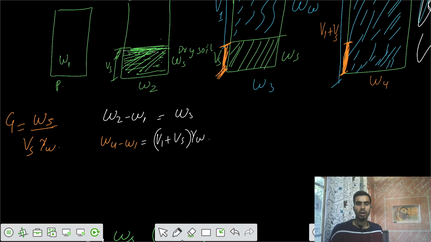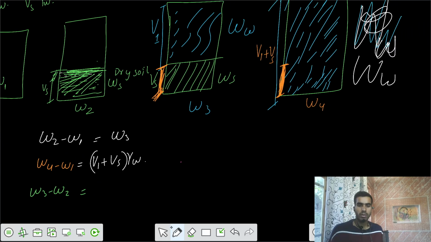And what is the value of W3 minus W2? Can you calculate W3 minus W2? What is the value of W3? Can you tell me? W3 is occupied by the weight of the pycnometer. The weight of the pycnometer is there in W3.